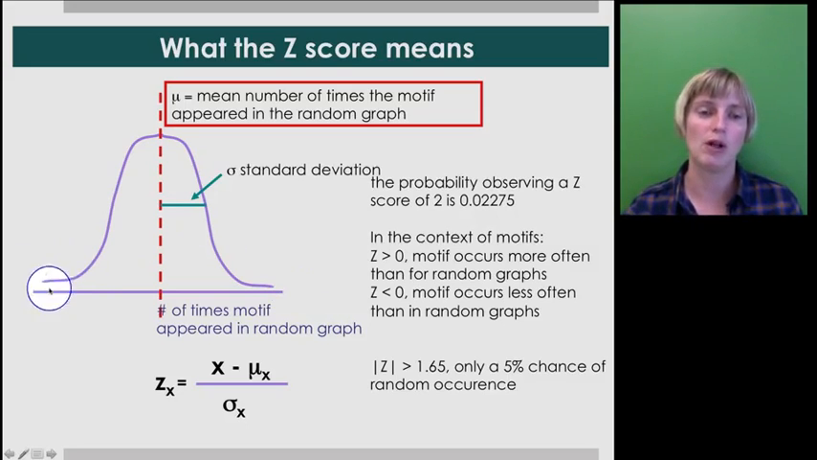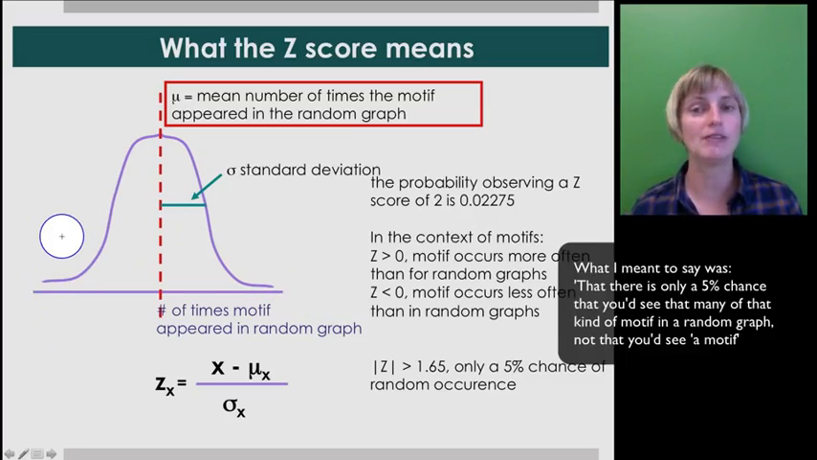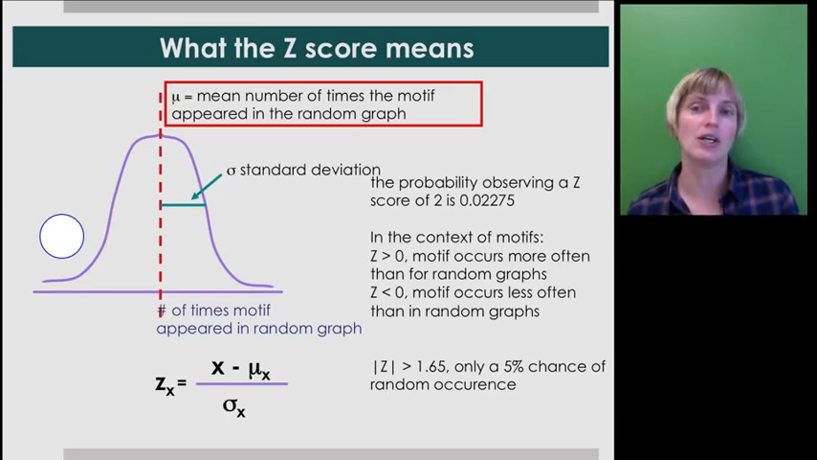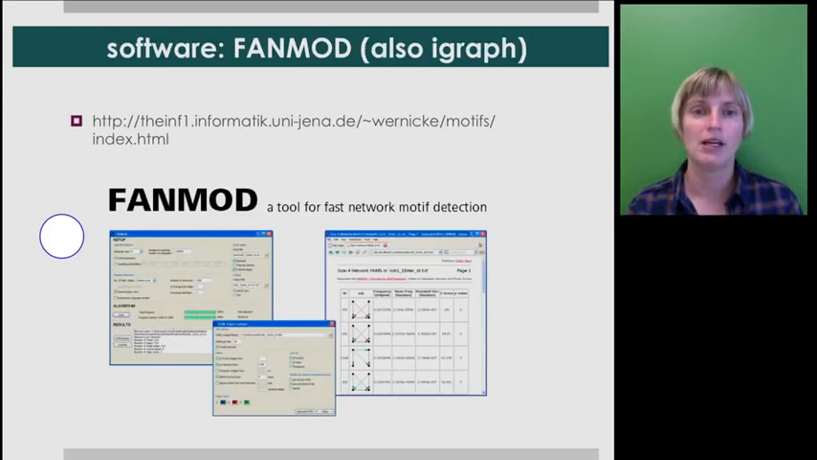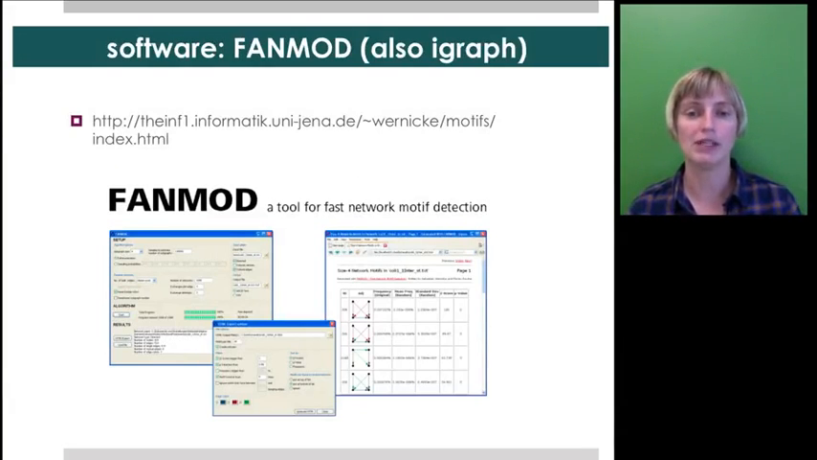Similarly, if you are all the way out here with a very negative z-score, it means that somehow this motif does not occur in your network as much as it would if everything was just wired randomly. You can download free software that will run this analysis for you, and it has this nice output, or you can also use iGraph. I think there it's called triadic census, but it's very much the same functionality.